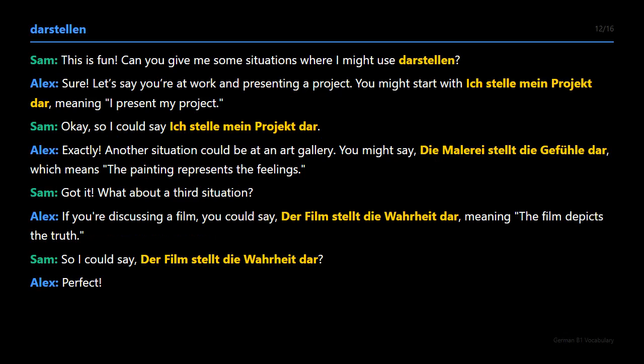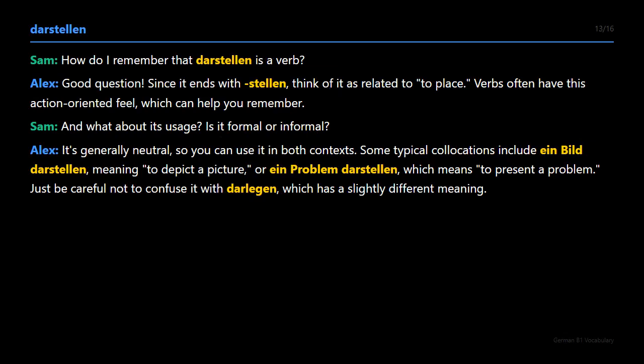Perfect. How do I remember that darstellen is a verb? Good question. Since it ends with stellen, think of it as related to the place. Verbs often have this action-oriented feel, which can help you remember.